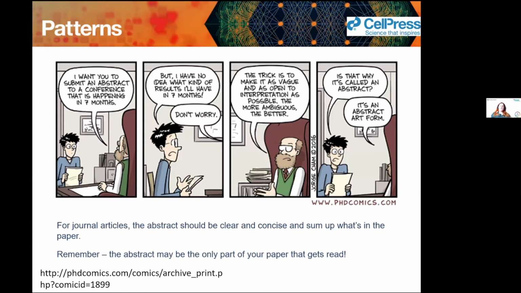And I think that's very common if you're presenting at conferences, for exactly that reason. You're trying to predict what results you're going to have 7 months from now in the future. For journal articles, for scientific reports, you should already have done the work. So you should know exactly what it is you're putting into your article or your scientific report. So your abstract should be clear and concise and sum up what's in your paper. That's really important, because it's really important to remember as well, the title and the abstract may be the only part of your paper that gets read.